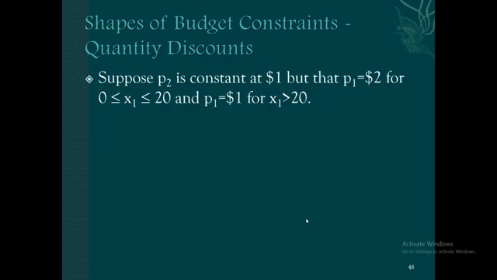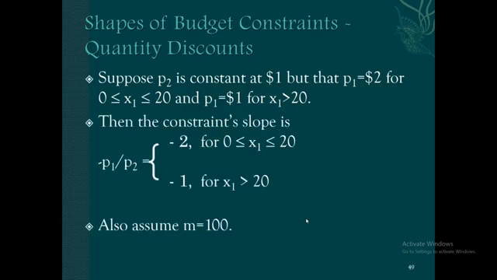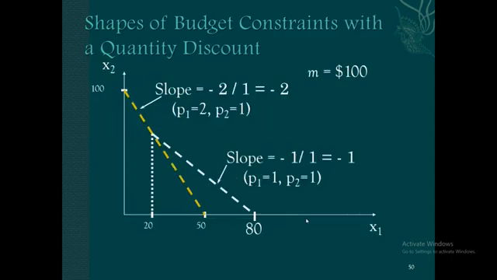Now, the shapes of the budget constraint in this case, quantity discount. Suppose P2 is constant at $1, but P1 is $2 for X1 between 0 and 20. X1 is always a positive value, and it is less than or equal to 20. 20 is nothing but your M. Then P1 is $1 for X1 greater than 20, and the constant slope is -2 for 0 less than or equal to X1 less than or equal to 20, which is again the inverse of P1 over P2. So assume M is equal to 100. So this is your kink.